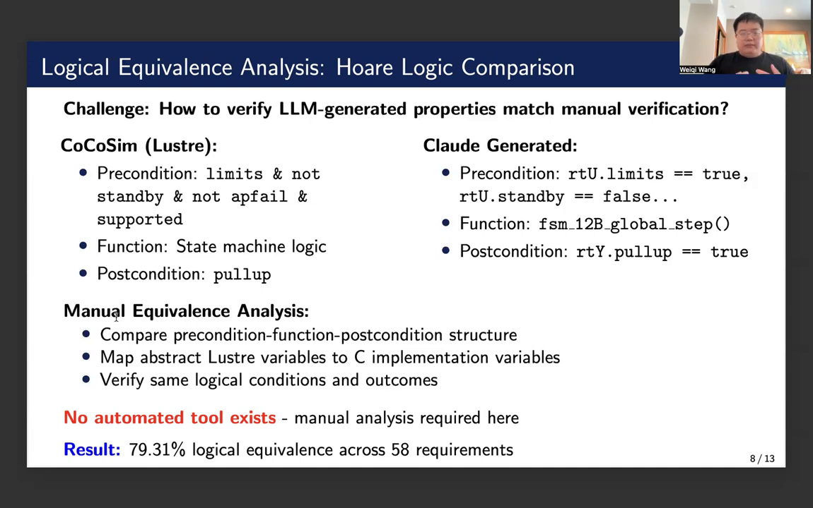For the manual analysis, you need to compare the conditions like post and pre, right? After that, we also need to map whether the abstraction is the same as what we use in our C implementation. We also need to verify whether the logic, like the functions, are all the same. However, it's quite time consuming because no automatic tool exists, since they are different languages. And the result is 79.31% logic equivalence across 58 requirement sentences.